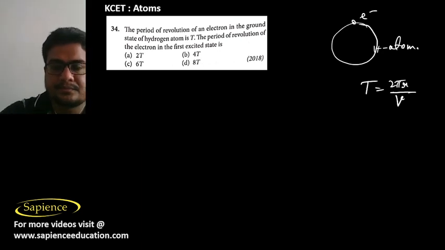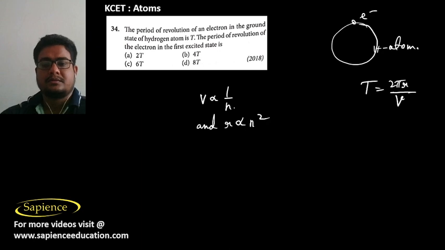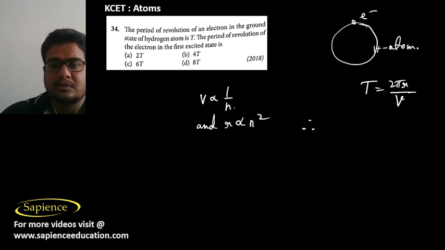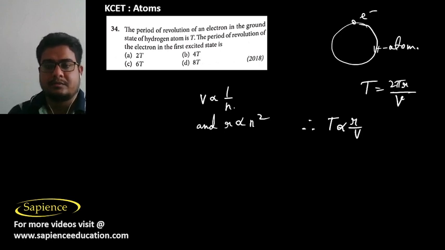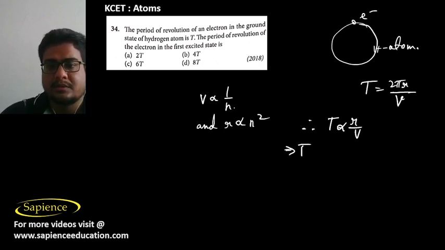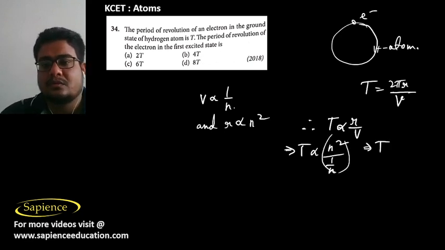So we know that the orbital speed of an electron is proportional to 1 by n, and the radius of the orbit is proportional to n square. Therefore the time period T is proportional to r by v. It means that T is proportional to n square by 1 by n, that is n cube. So T is proportional to n cube.